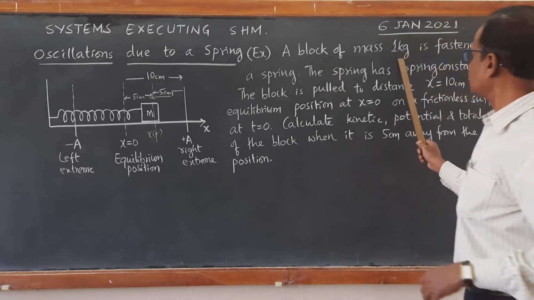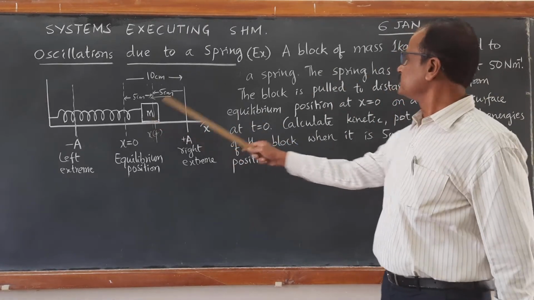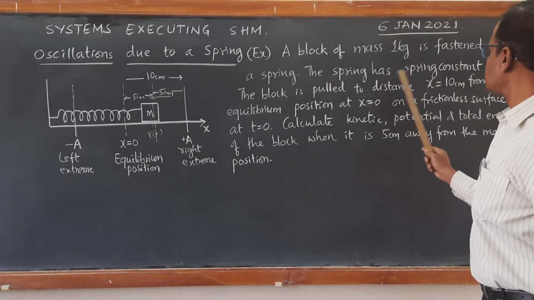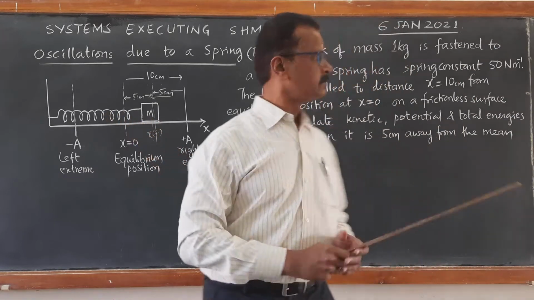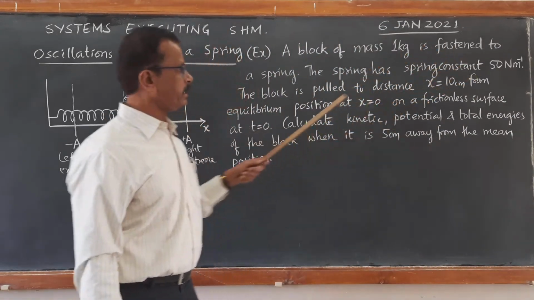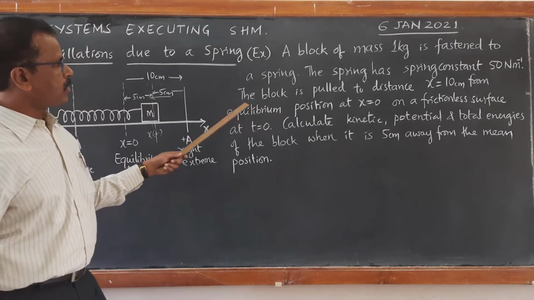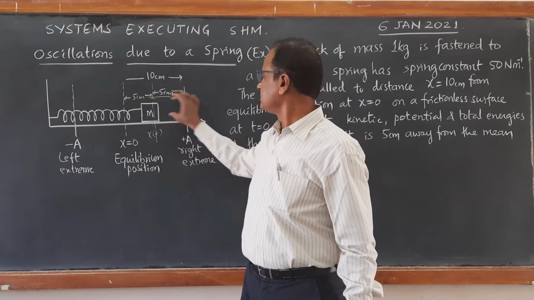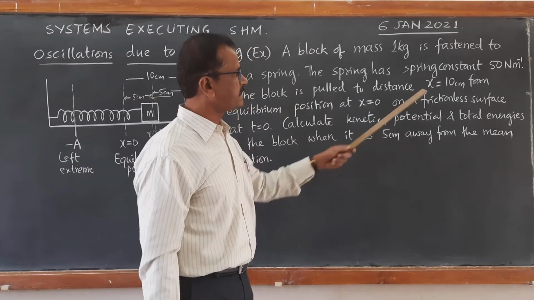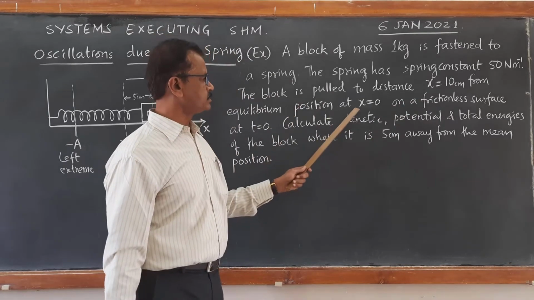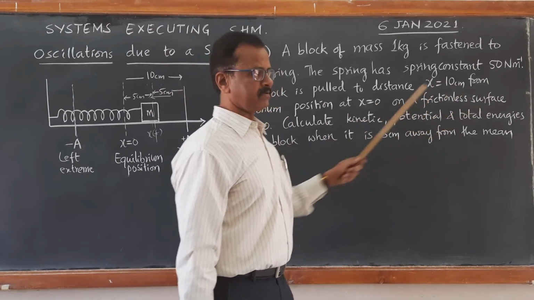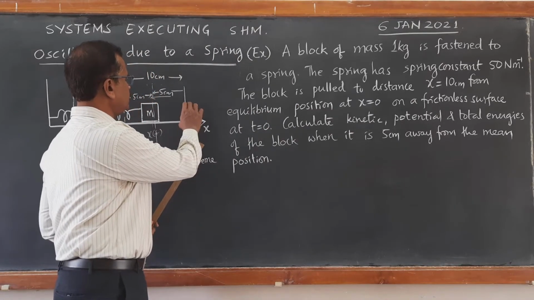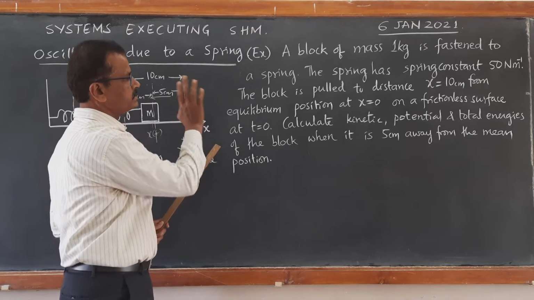A block of mass 1 kg is fastened to a spring. The spring has a spring constant K of 50 Newton per meter. The block is pulled to a distance of 10 centimeter, which means the amplitude is 10 centimeter, from the equilibrium position at x equal to 0 on a frictionless surface at time t equal to 0. Means before it is released, it is at its extreme position at 10 centimeter.